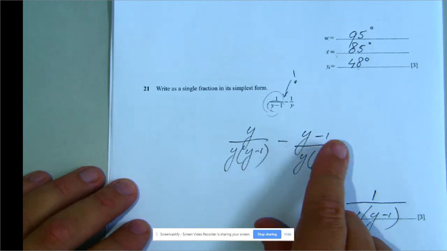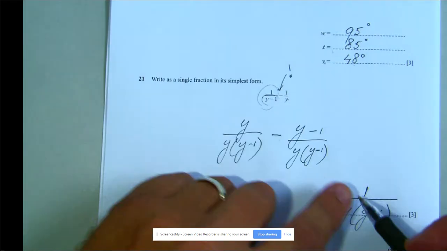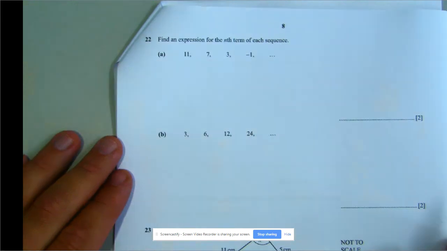Minus 1. So a positive 1. And unfortunately, some of you are just going to say minus 1 there at the top, which will lose you that point. Moving on, question 22, sequences.